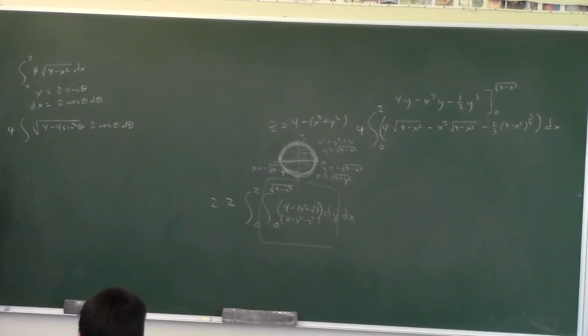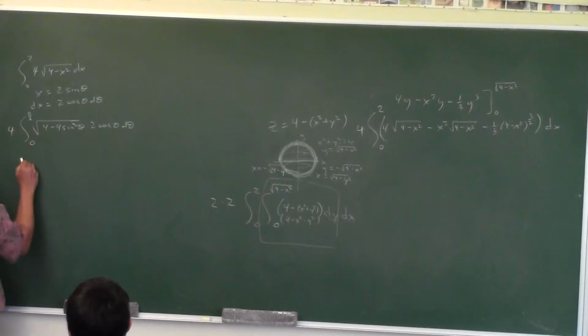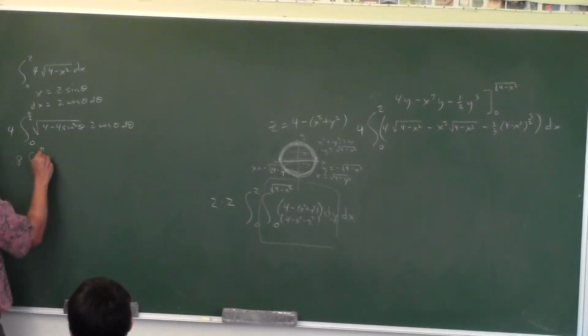And what are my new limits of integration? Plug in 0, you get 0. And then plug in 2, you get pi over 2. That's correct. Remember, when you do a substitution, the limits of integration change. So what do we got here? 8 integral 0 to pi over 2.